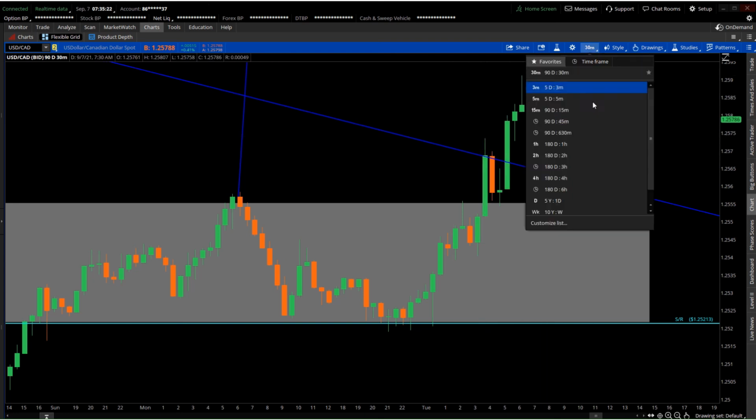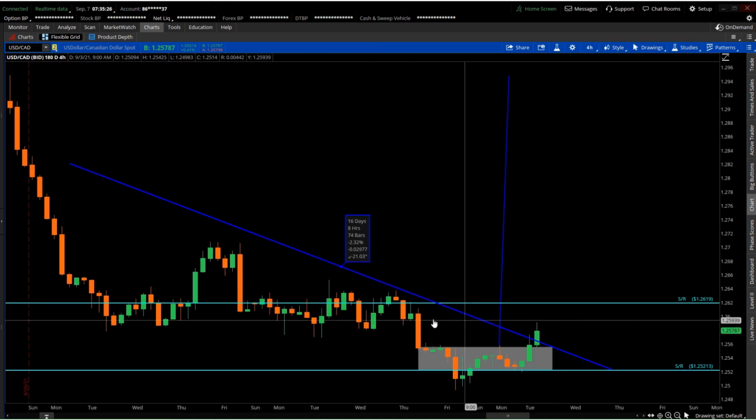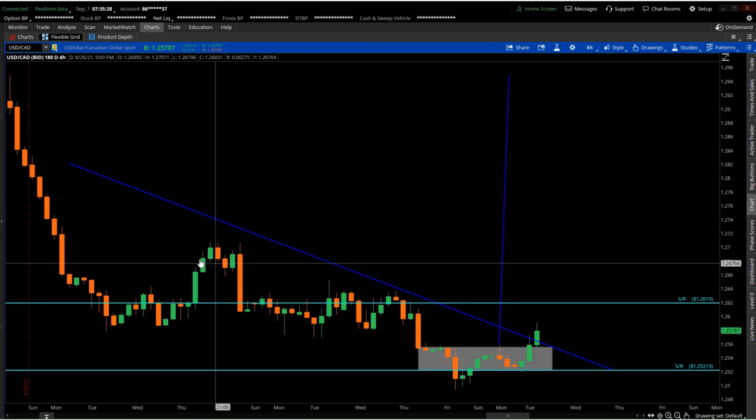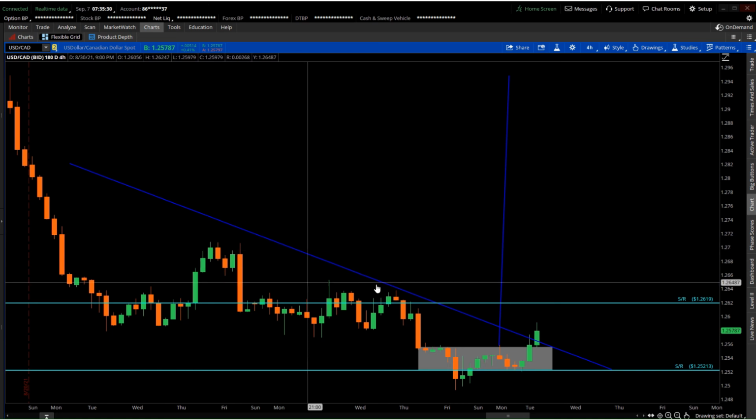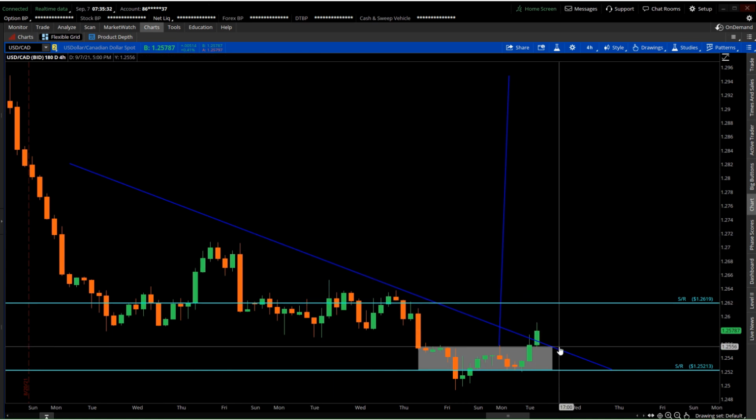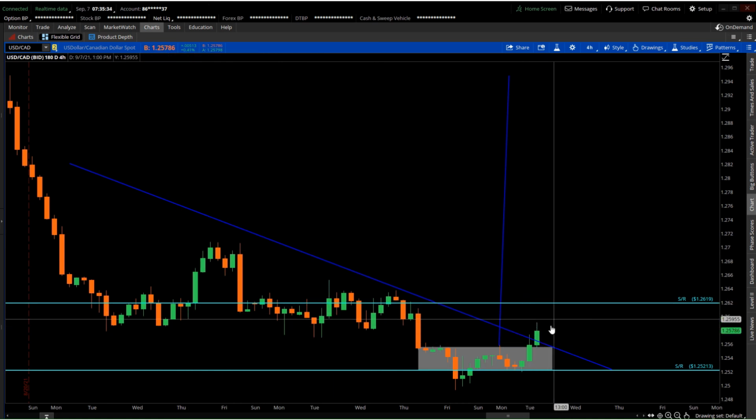So that's it. Until the next trade or next setup, I like looking for setups like this, to catch the breakout.